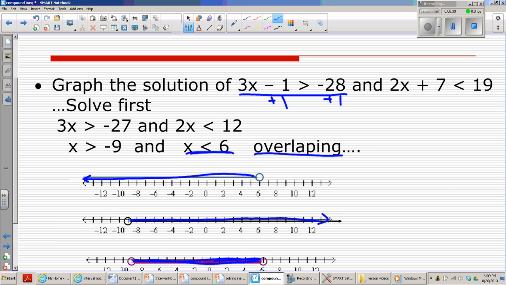So, could we rewrite this differently? We could put it in one inequality. I'm going to make x in between. Smallest number is what? Negative 9. Largest number is 6. Both of them are open circles, so we have less than on both.